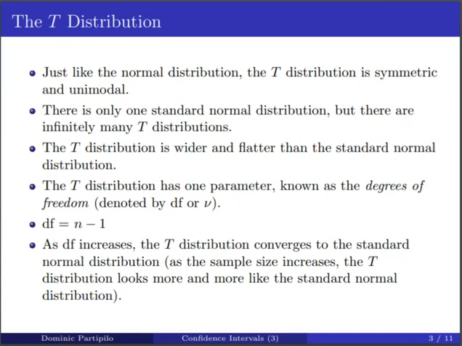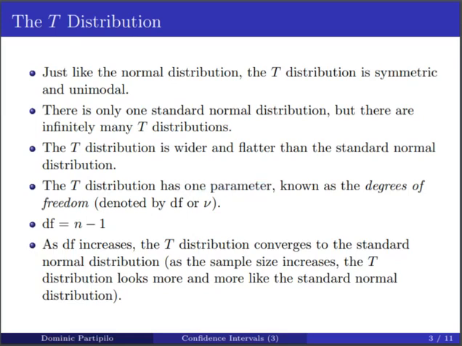So just like the normal distribution, the t-distribution is also symmetric and unimodal, and it kind of looks like a bell, just like the normal distribution. So there's only one standard normal distribution, but there are infinitely many t-distributions. And we'll see an example of this in just a moment. So what are the differences between the two? Well, the t-distribution is going to be wider and flatter than the standard normal distribution.